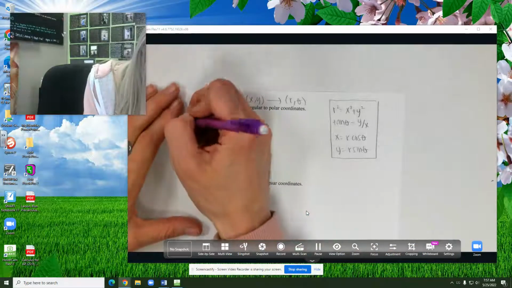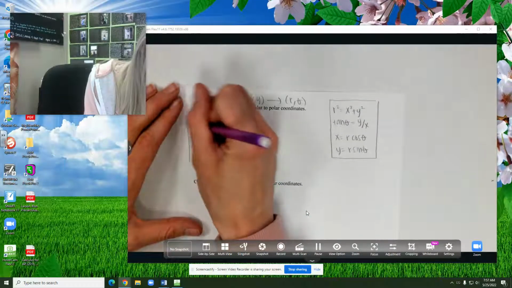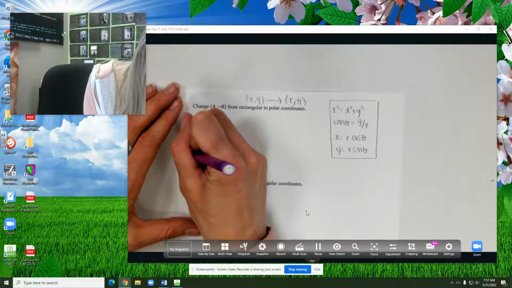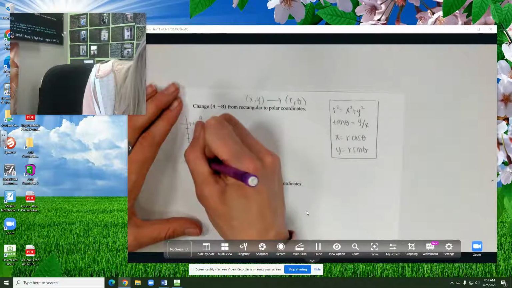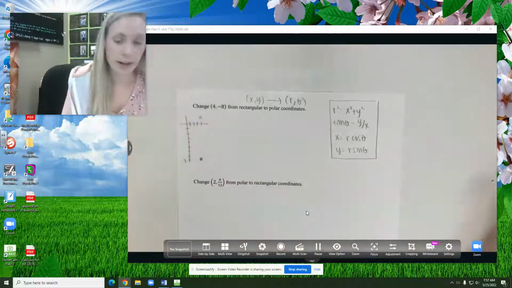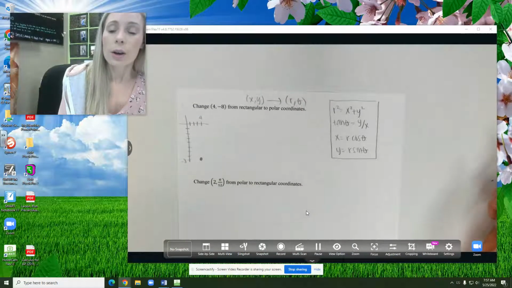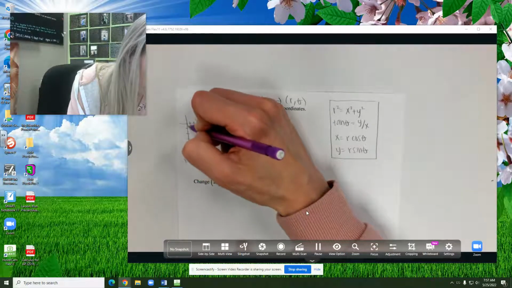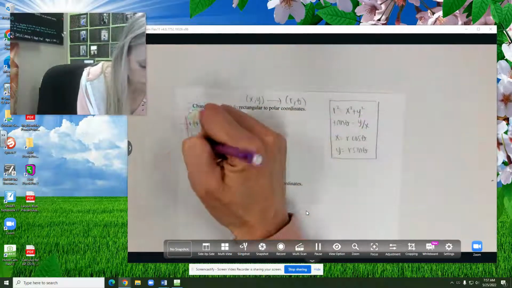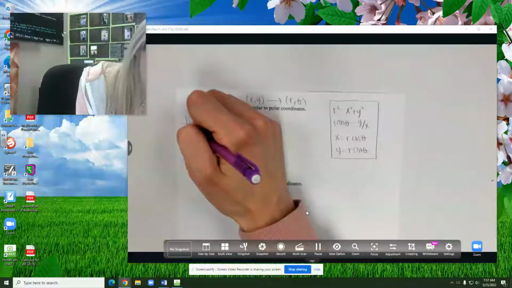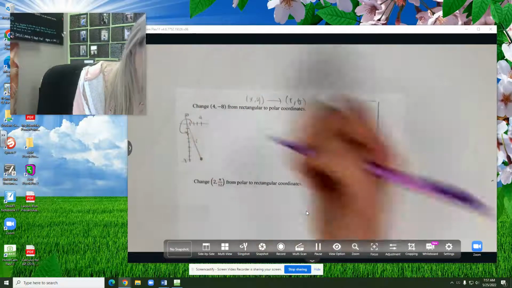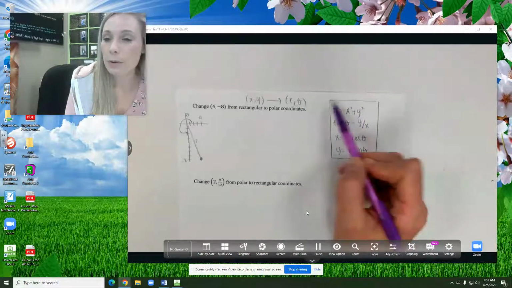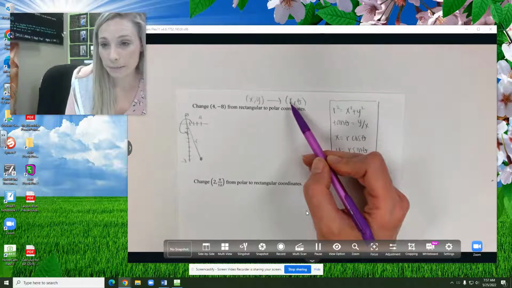So for this point (4, -8), you'd go over 4, 1, 2, 3, 4, and you'd go down 8, 1, 2, 3, 4, 5, 6, 7, 8. And the point in question is this one right here. What we want to figure out is how far away from the origin this point is, and we call how far away it is r. And then we want to figure out what the direction is, and we call that theta. So we have a method to find r, and when we figure out r, we just plug it into the first part of the ordered pair.